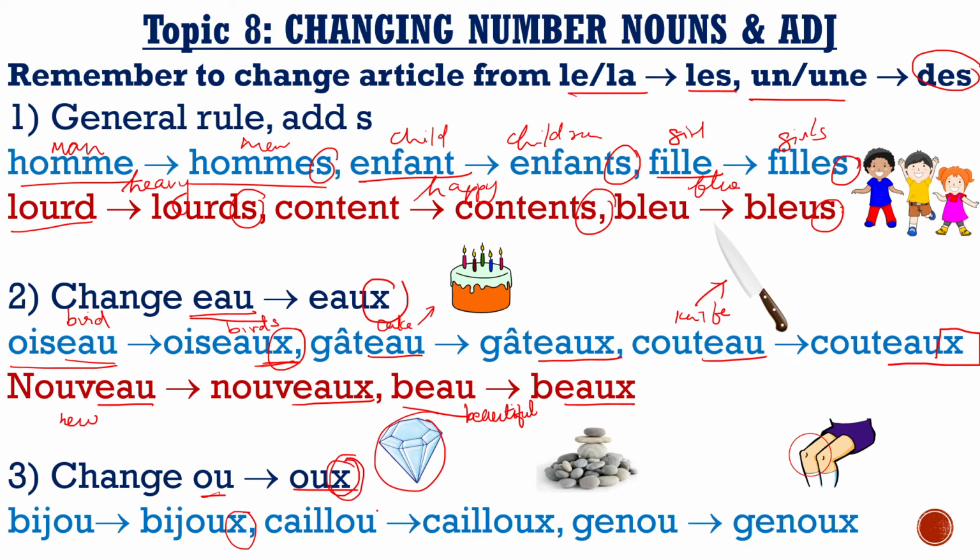Then caillou ends with OU in the singular, becomes OUX in the plural. Caillou is a pebble. Okay, a small stone. Then genou becomes genoux with an X in the plural. Genou is the knee. Okay, so these are the first three rules when it comes to changing from singular to plural.